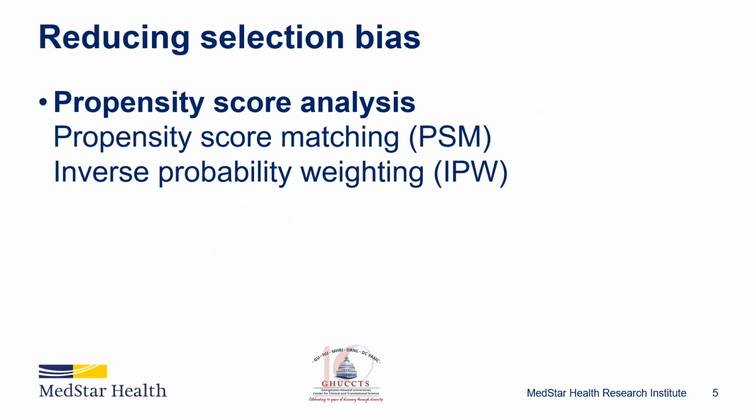So the current thinking about reducing selection bias is to use propensity scores. There are some other ways of doing this, but the two primary ones that are used are propensity score matching and then inverse probability weighting.